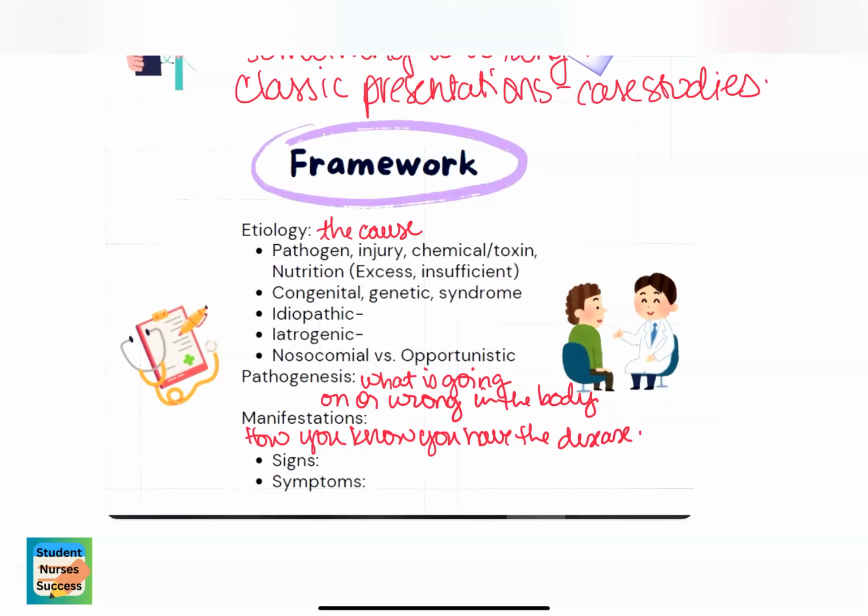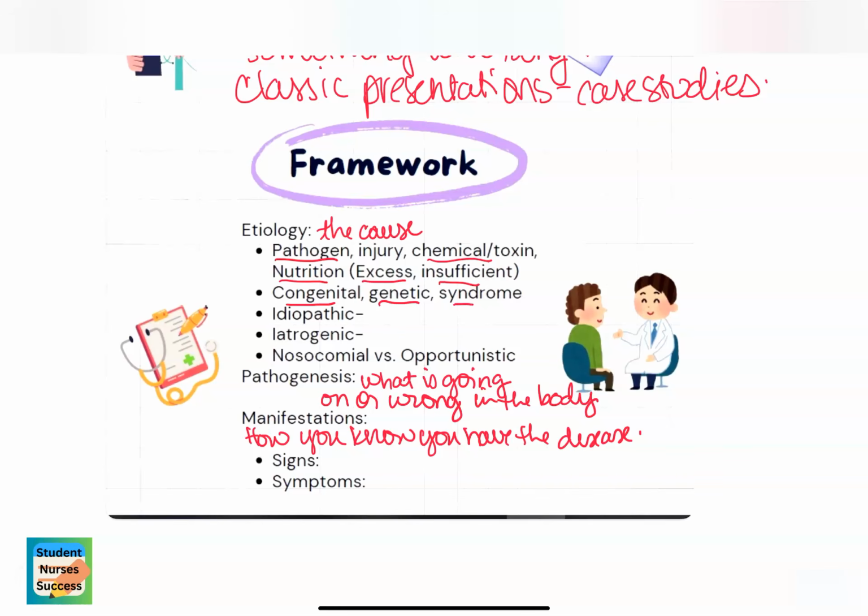Now, the etiology, or the causes, can be a variety of things. Maybe pathogens like bacteria or viruses, maybe an injury, maybe chemicals or toxins which can cause a disease. We also look at nutrition. We can have nutritional excesses like obesity, which lead to diseases, or maybe insufficient or not enough nutrition, which can also lead to disease development. We also know that etiologies include maybe genetics, if you have a genetic disorder or a genetic mutation or defect. We know that some causes are congenital, meaning that you are born with a physical abnormality.